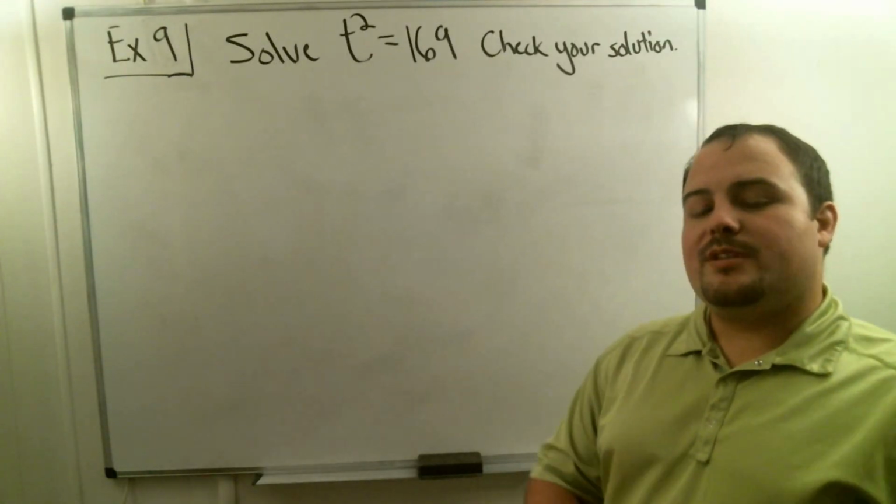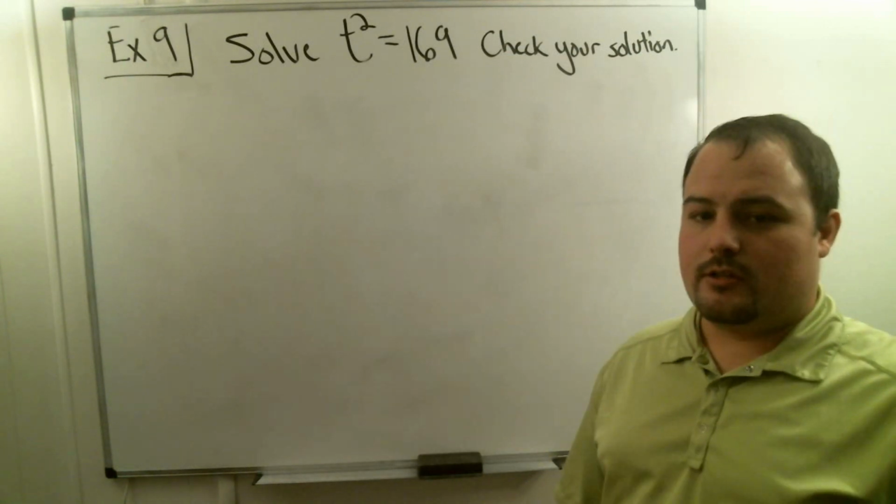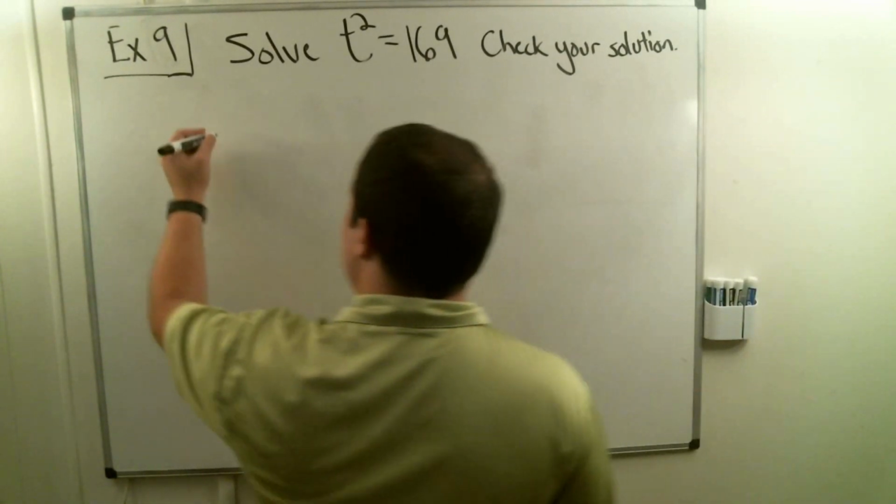In example 9, we're going to be solving the problem t to the second power equals 169. Then we're going to check our solution. So first, I'm going to write the problem that I see.